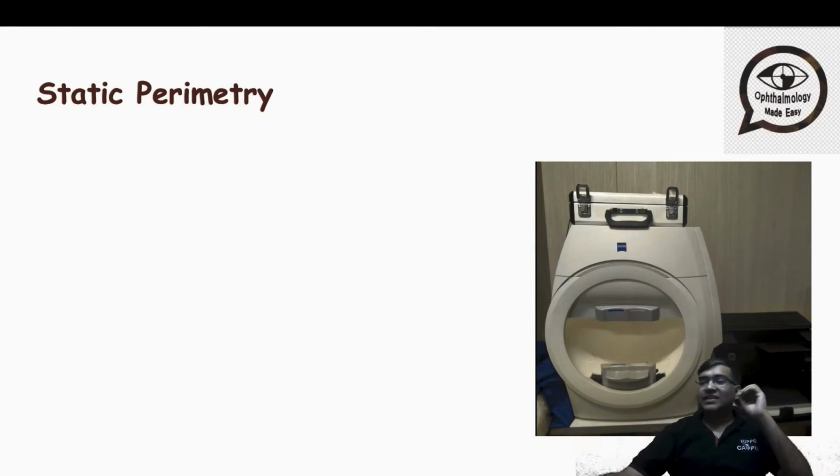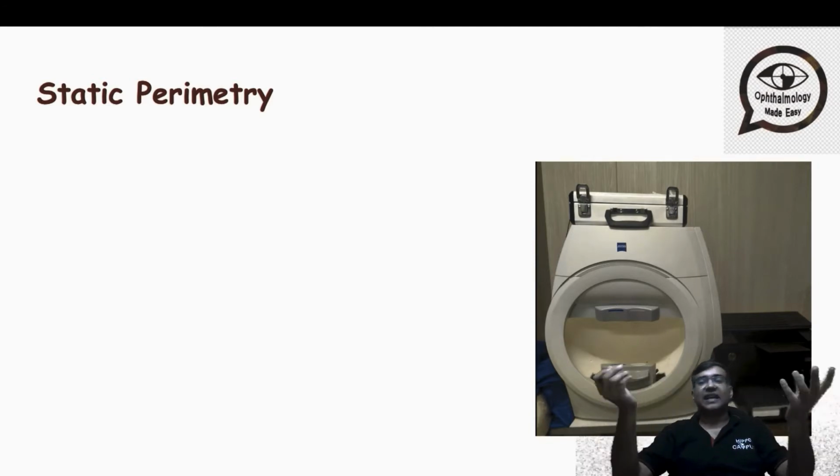Okay, so what is actually a static perimetry? You can see here, this is my Humphrey visual fields. This is the static perimetry. Whenever we do a static perimetry, the stimulus is of a known size. I will tell you what the size of the stimulus is.